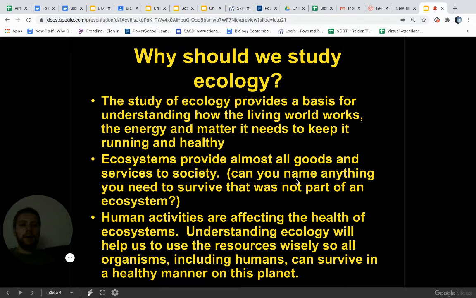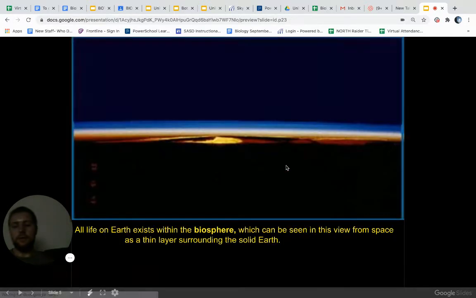So essentially everything we need, from the tap water we drink to the air we breathe, is provided by the ecosystem. And we need to realize that human beings are all too often affecting the health of ecosystems in a negative way, but sometimes in positive ways as well. Negative ways would be like global climate change. Positive ways could be essentially preventing soil erosion or other events that we counteract. Understanding ecology will help us use resources wisely so that all organisms, not only us humans, can survive in a healthy manner on the planet for the indefinite future, for the foreseeable future.